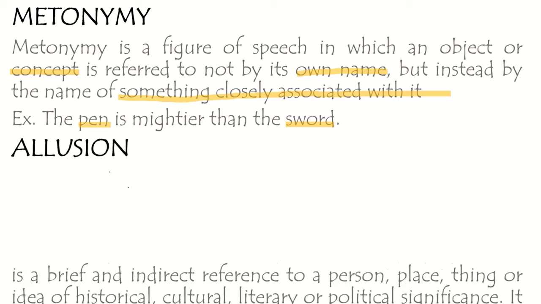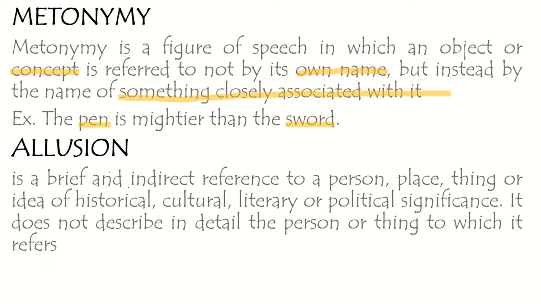Now we have allusion. When we say allusion, it is a brief and indirect reference to a person, place, thing or idea of historical, cultural, literary, or political significance. It does not describe in detail the person or thing to which it refers. So basically in allusion, we are using this historical, cultural, literary, or political significance or icons in order to describe someone or something, or a situation.